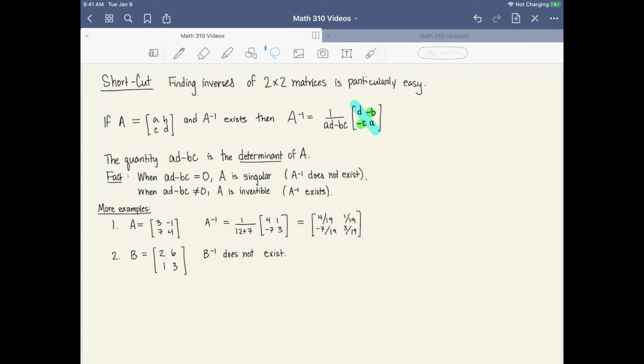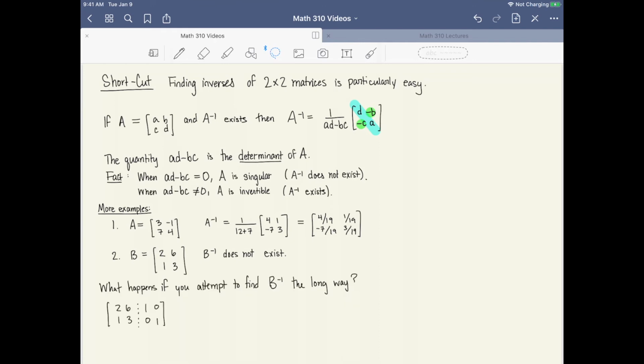Now, you might be wondering, what's going to happen if I attempt to find the inverse of B using the long formula, using Gaussian elimination? Am I also going to be able to see that B is not invertible? Unfortunately, the answer is yes. But let's use this particular example to see what exactly goes wrong.